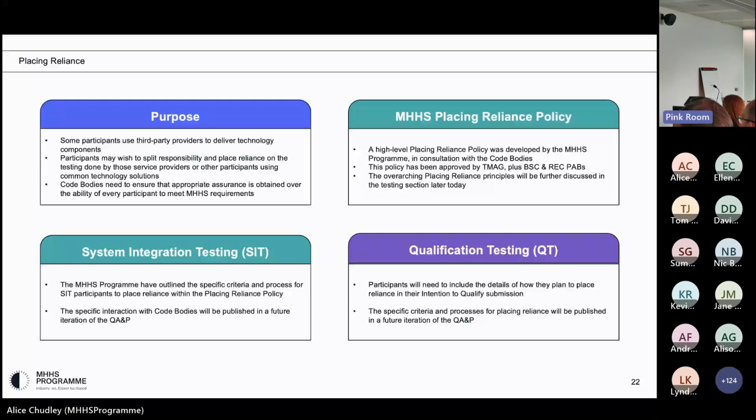We do encourage all organizations to engage with the code bodies to bring your case forward as to how you're planning to place reliance and discuss those bits. We have a high-level process in place, which was taken to QWG yesterday. But again, as details are designed and agreed, those will be added to the qualification approach and plan document. Brilliant. If we can move to the next slide, please.